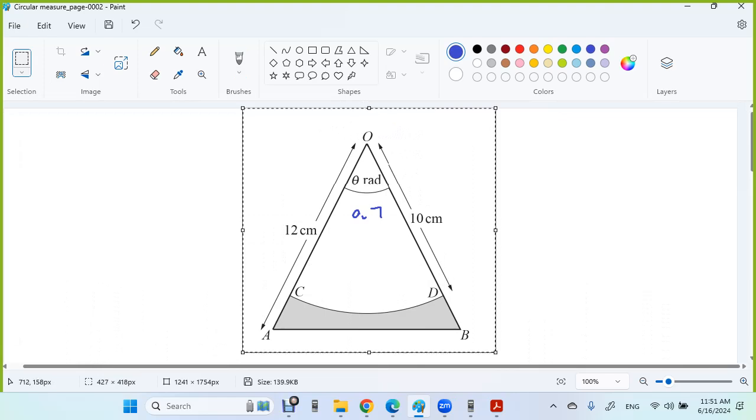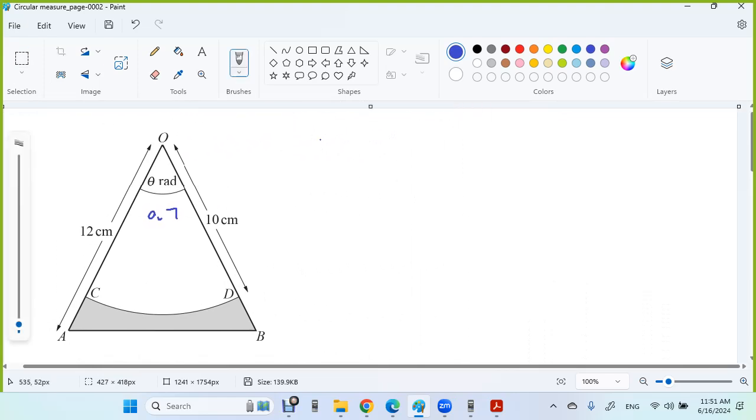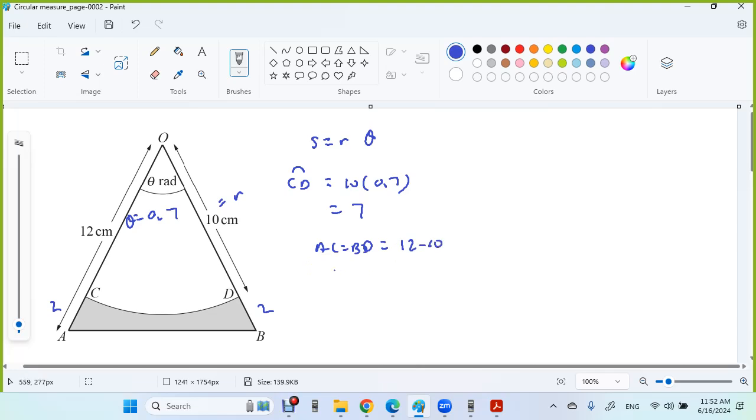Okay, so for the perimeter, we have s equals r theta. This is R, this is theta. So we have 10 times 0.7, this is 7, the arc CD. And over here is 2. So AC equals BD, which is 12 minus 10, is 2.